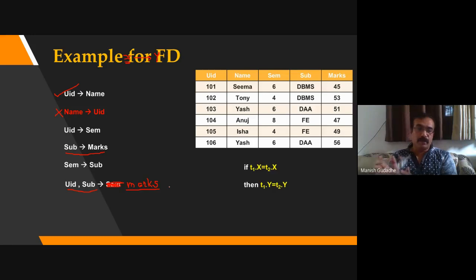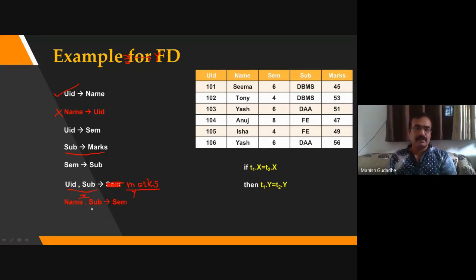Okay. This FD also exists. So in this case, this is X and this is Y. Here you can also understand that X can be a single attribute or a group of attributes. Similarly, Y can also be a single attribute or a group of attributes. Does this exist?